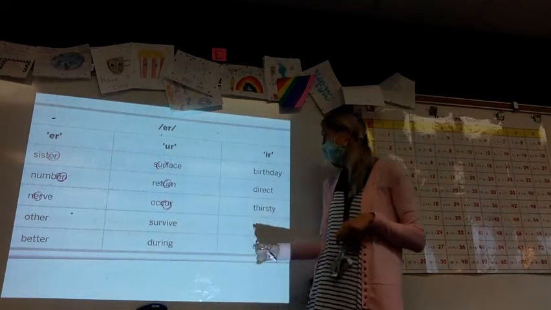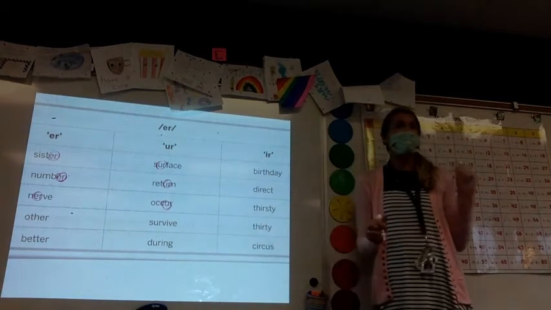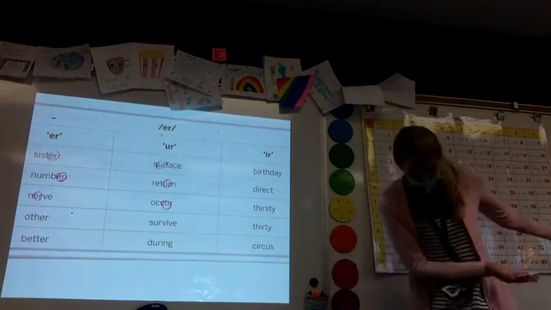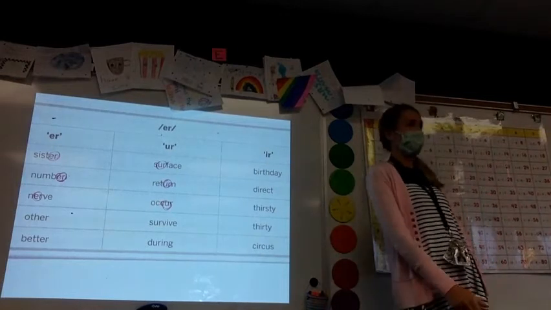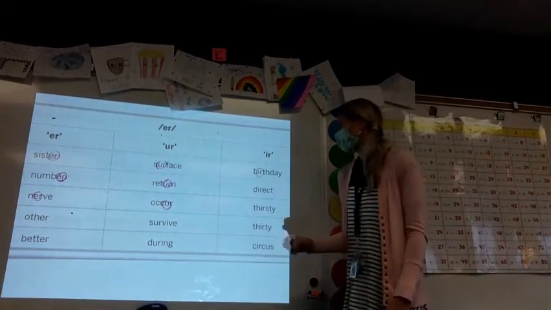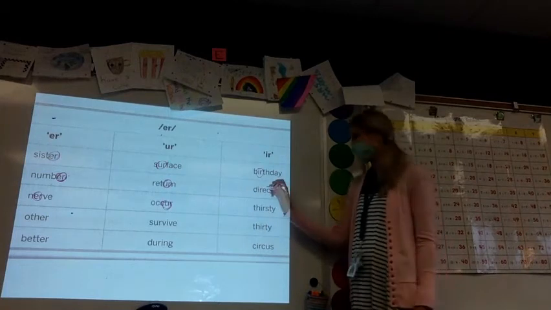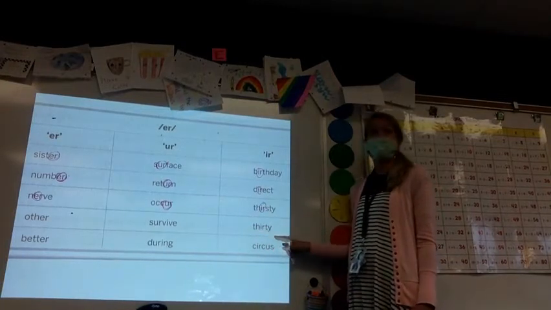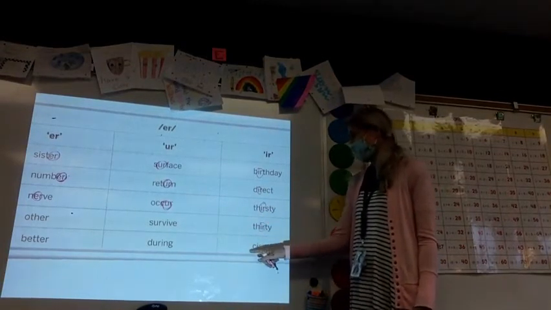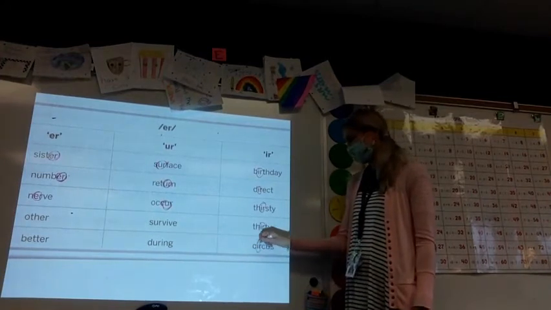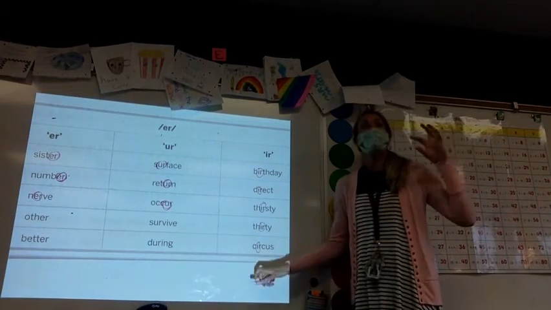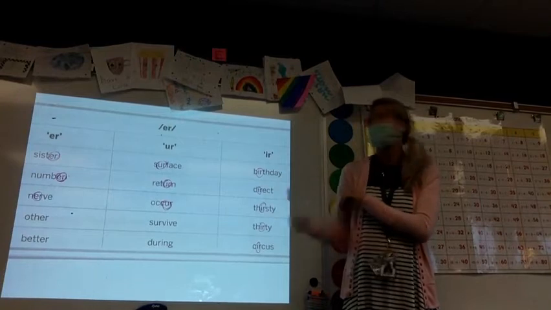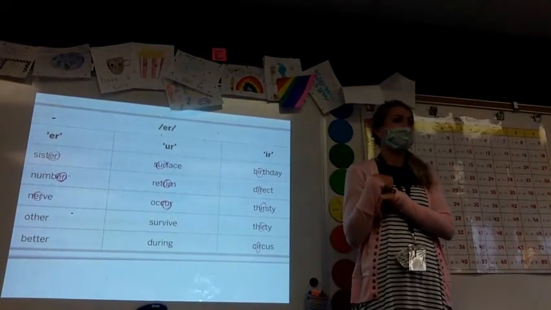Very good. And over here, we have the sound as well, but it's spelled with what? IR. Like in the word birthday. Happy birthday, Zena. Thank you. Like in the word birthday. We have direct. Direct. We have thirsty. Thirsty. Thirty. Thirty. And circus. Circus. I just went quick through them. We want to see that same sound can be achieved through different spellings. ER, UR, and IR. Got it?